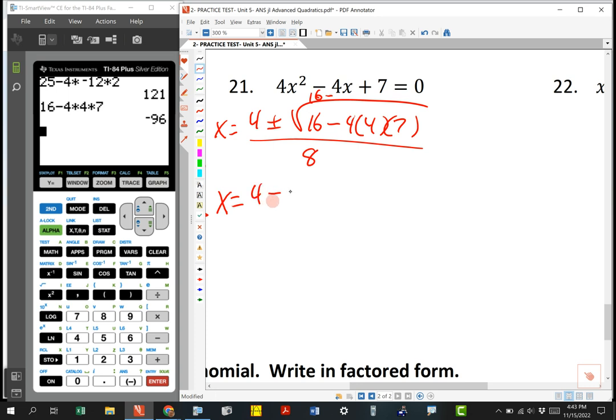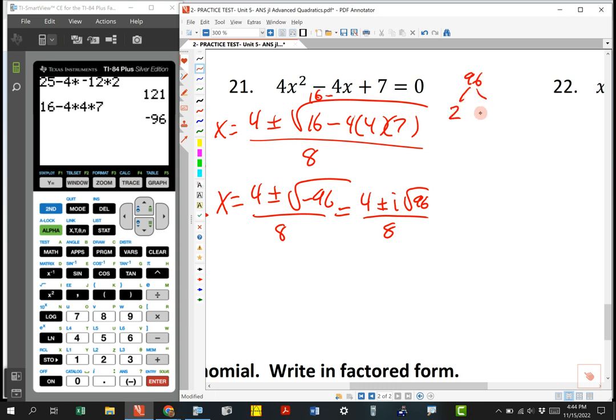So I get 4 plus or minus. This is going to be the square root of -96 all over 8. And I'm going to do a little bit of simplification here. So this is going to be 4 plus or minus i square root of 96 all over 8. And then 96 would be, let's see, I think that's 6 times 16. But let's just double check here. So if I have 96, that would be 2 and a 48. And that would be 2 and a 24.